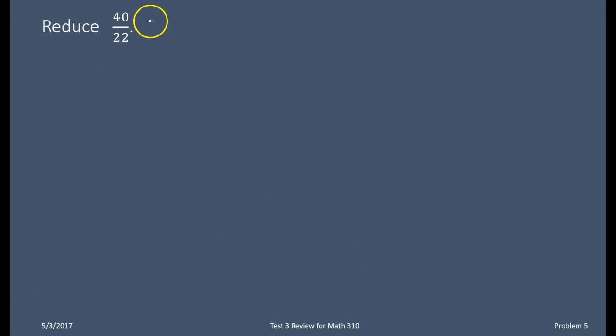Okay, we have to reduce 40 over 22. There's a 2 in 40 and a 2 in 22. 40 divided by 2 is 20. 22 divided by 2 is 11. And that's all there is to that problem.